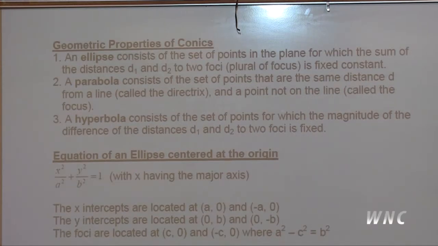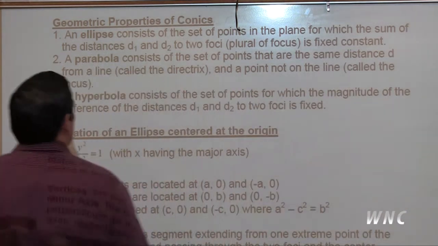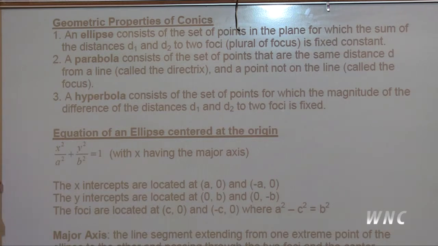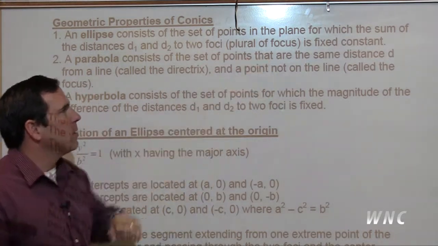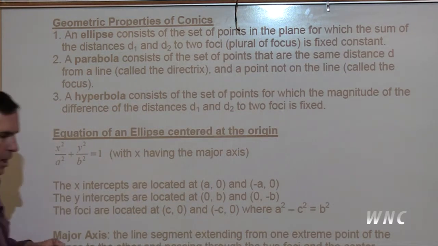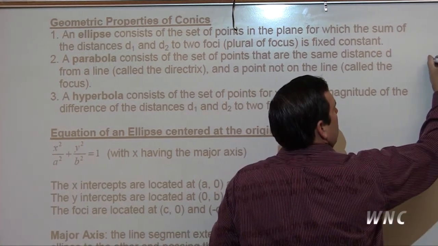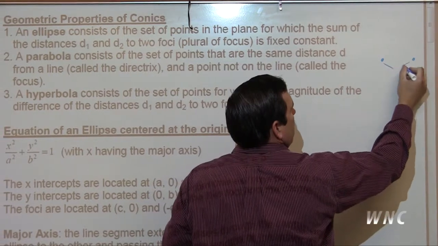Let's talk about the geometric properties of a conic. First, an ellipse, and that's what we're talking about in this section. An ellipse consists of the set of points in a plane for which the sum of the distances d1 and d2 to two foci, that's the plural of focus, is a fixed constant. Let me draw a little picture of something like that. Here are the foci.